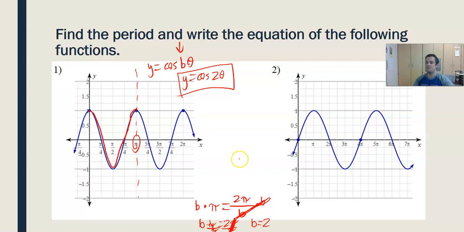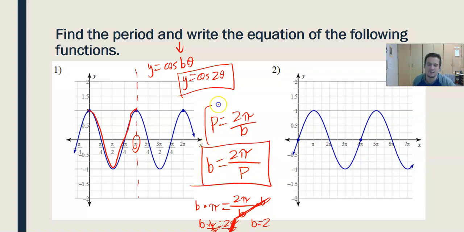So if I'm given the period, you can think of being able to find b by taking the period of the traditional parent function divided by the period of the transformed function. So if I had p equals 2 pi over b, I can find the period if I know the b value, and then here I can find the b value if I'm given the period. You don't need to memorize this formula. If you have this one, you should be good, but this one can be helpful too.